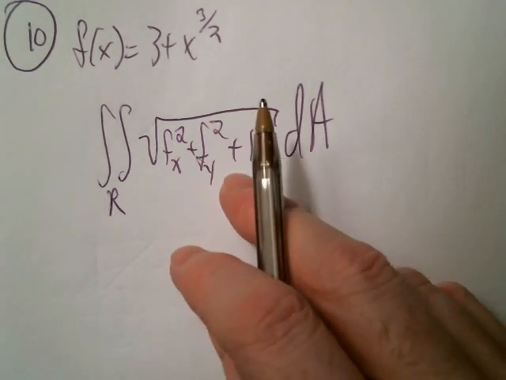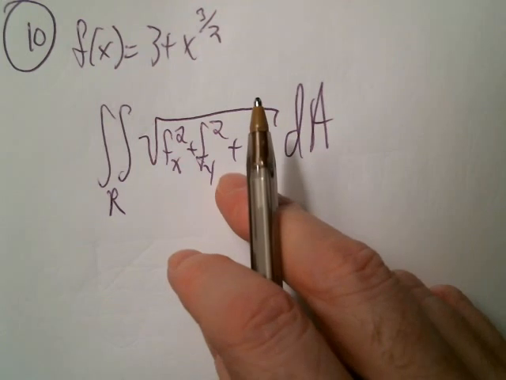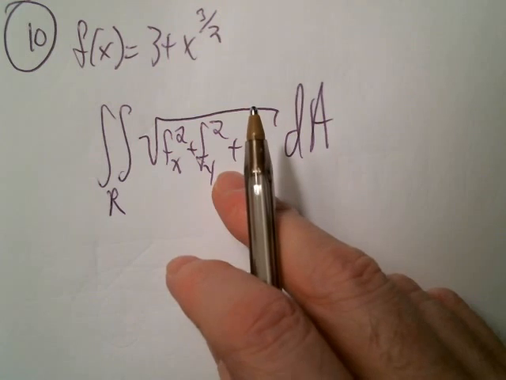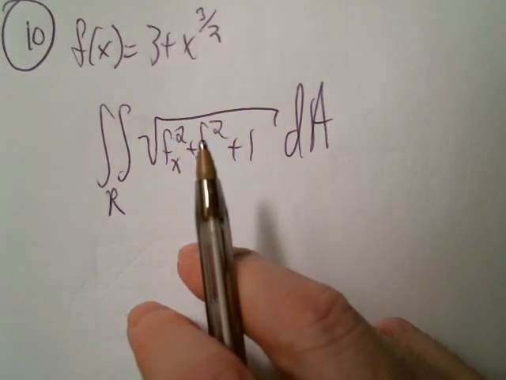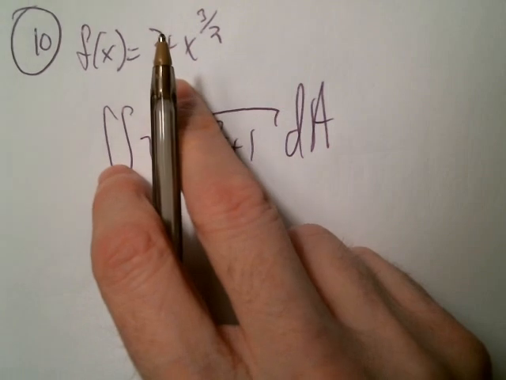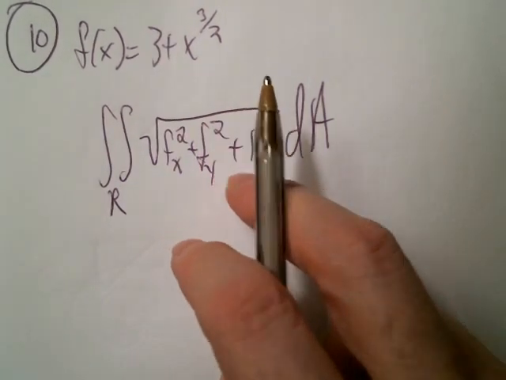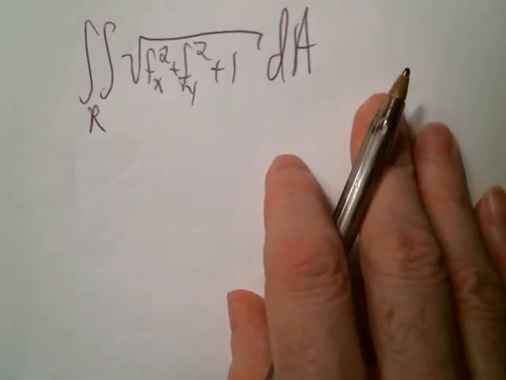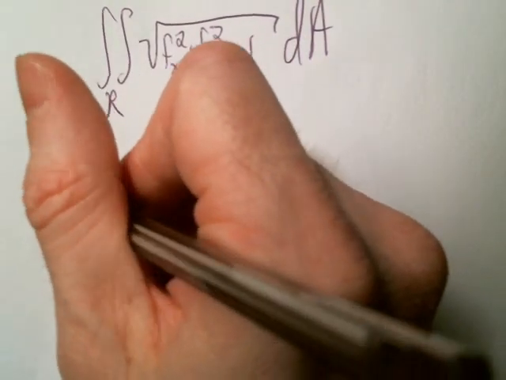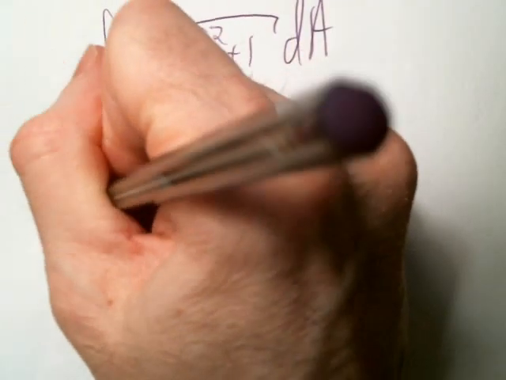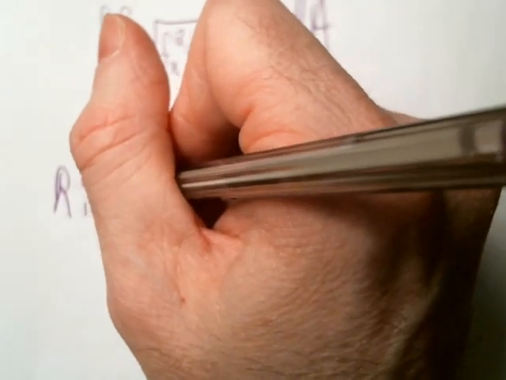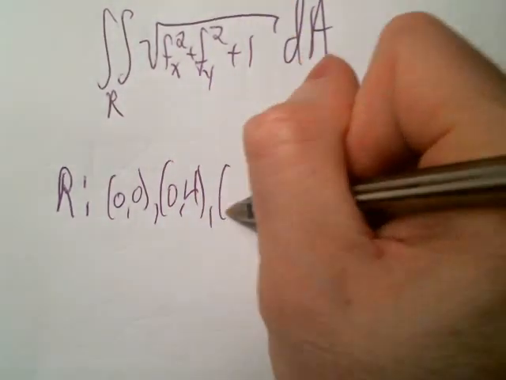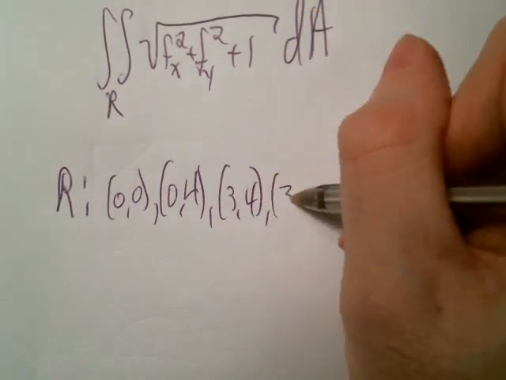This thing is finding the little tangent planes, the area of the little tangent planes, and then summing them all up over this surface here. This surface is pretty easy because there's no y variable, but let's take a look anyway. So the region R is a rectangle with points (0, 0), (0, 4), (3, 4), and then (3, 0).